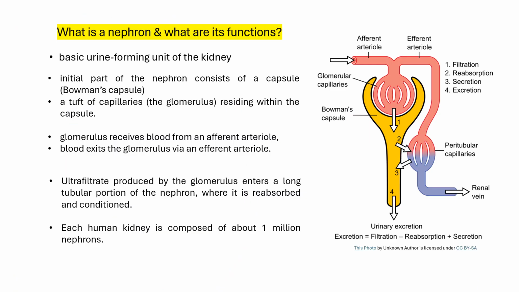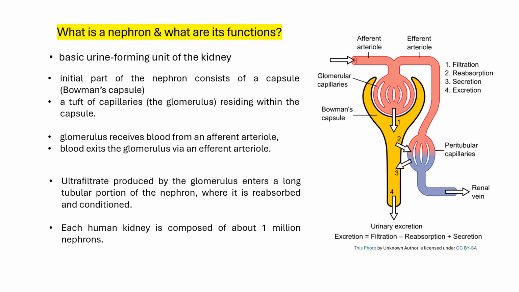What is a nephron and what are its functions? Nephrons are the basic urine-forming unit of the kidney. The initial part of the nephron consists of a capsule, called Bowman's capsule, and there is a tuft of capillary called the glomerulus residing within the capsule. The glomerulus receives blood from an afferent arteriole, and blood exits the glomerulus via an efferent arteriole.